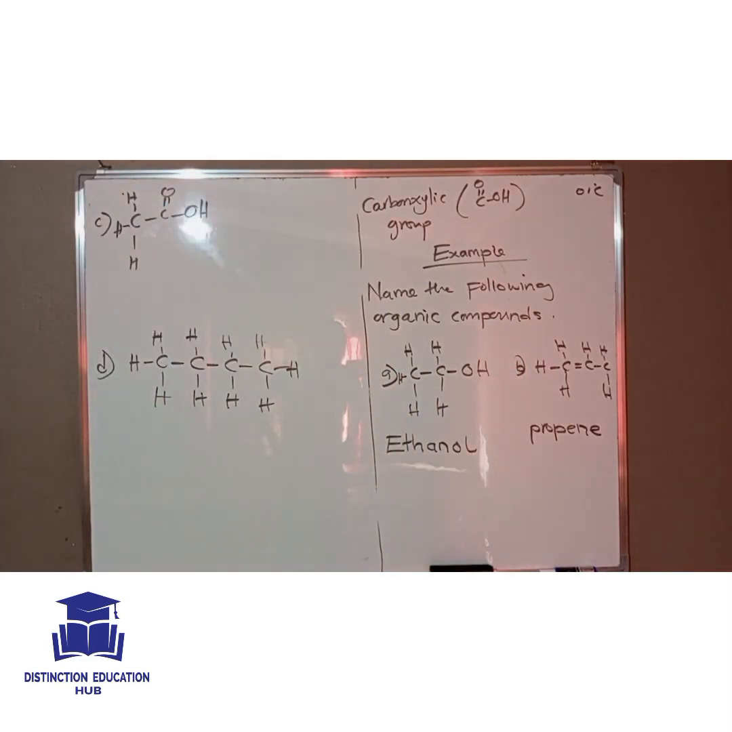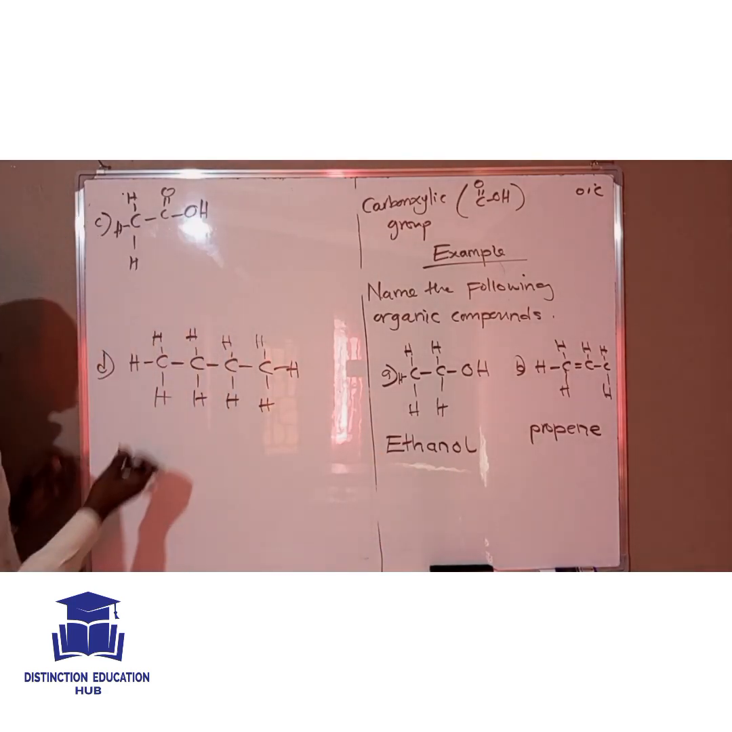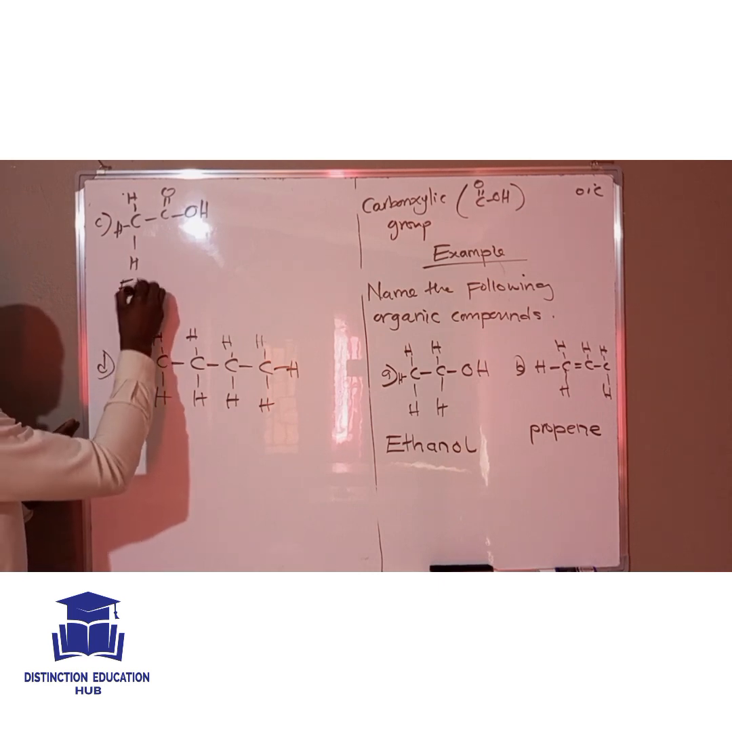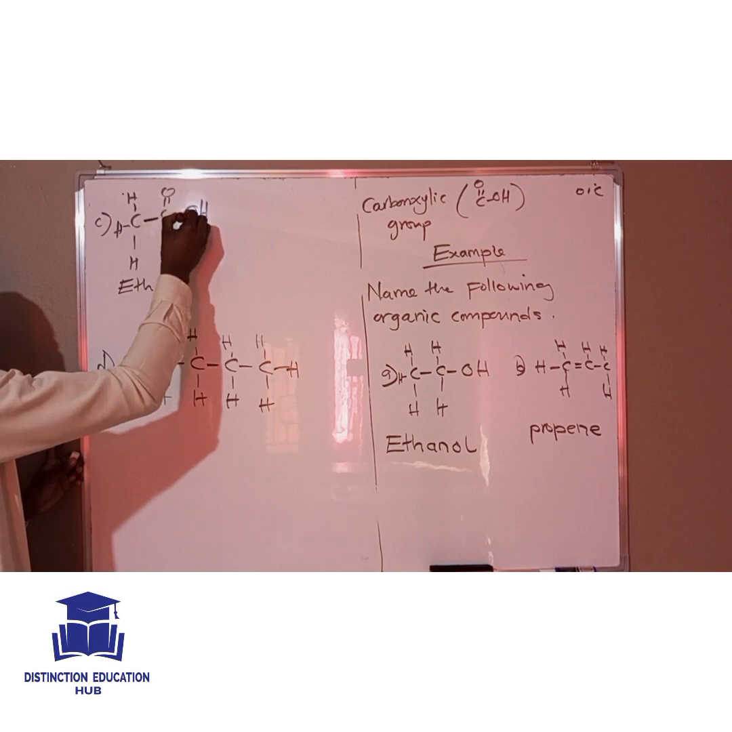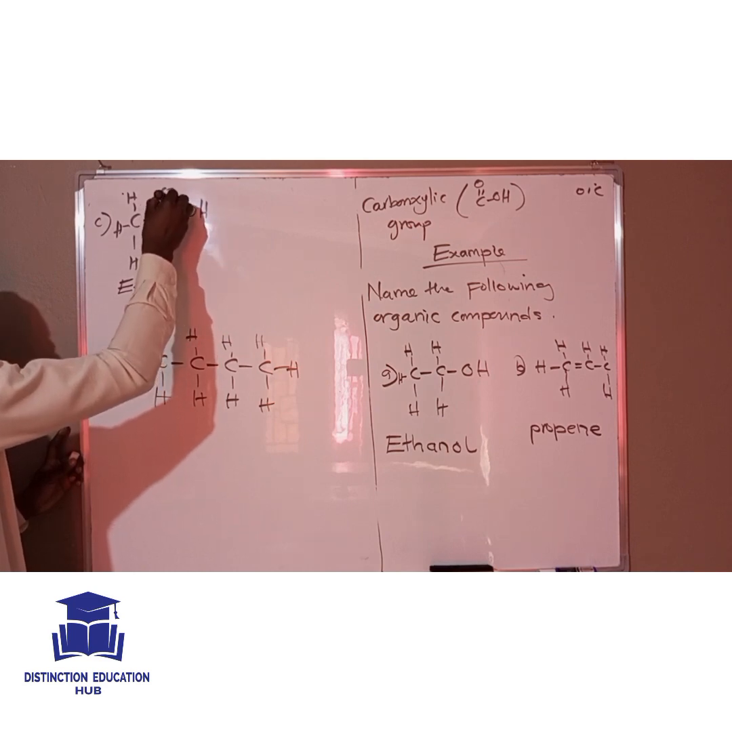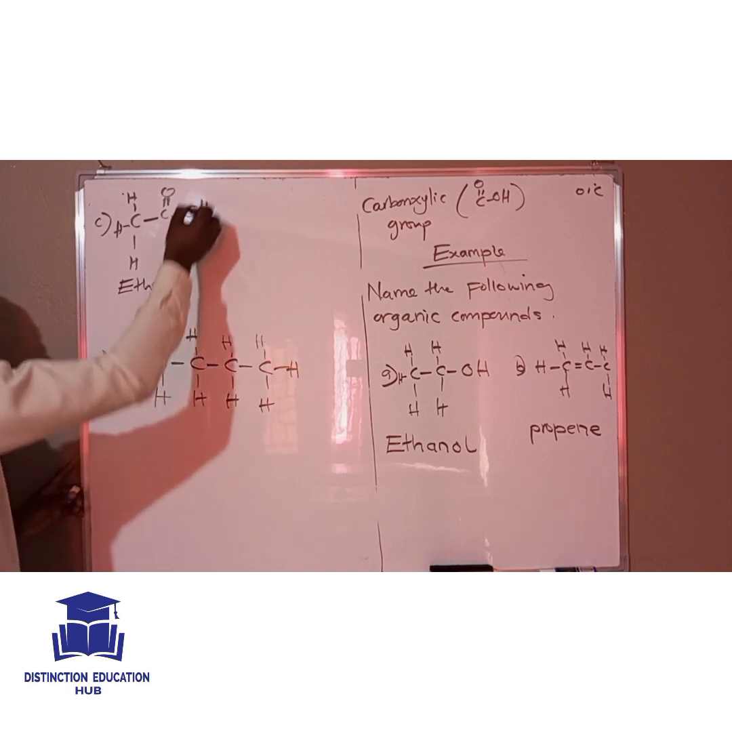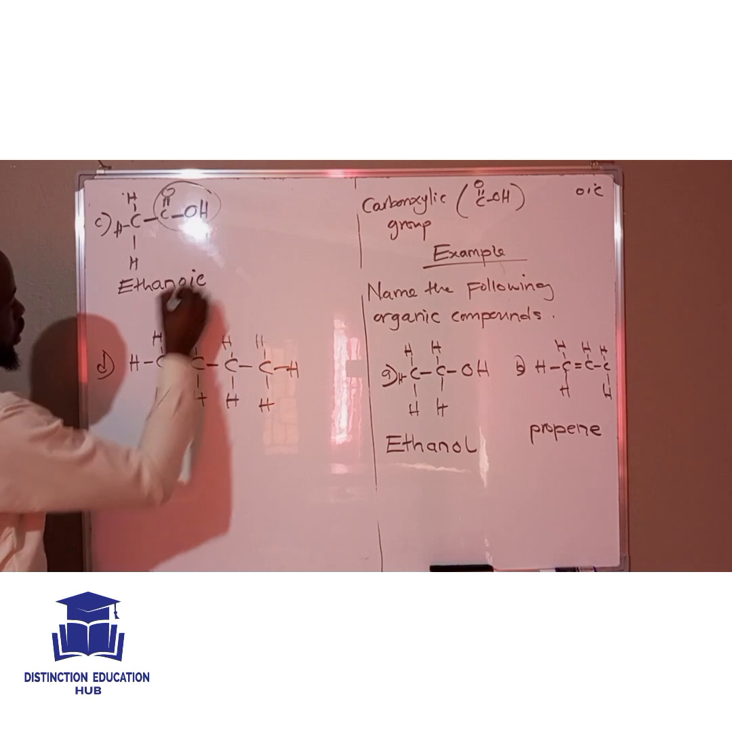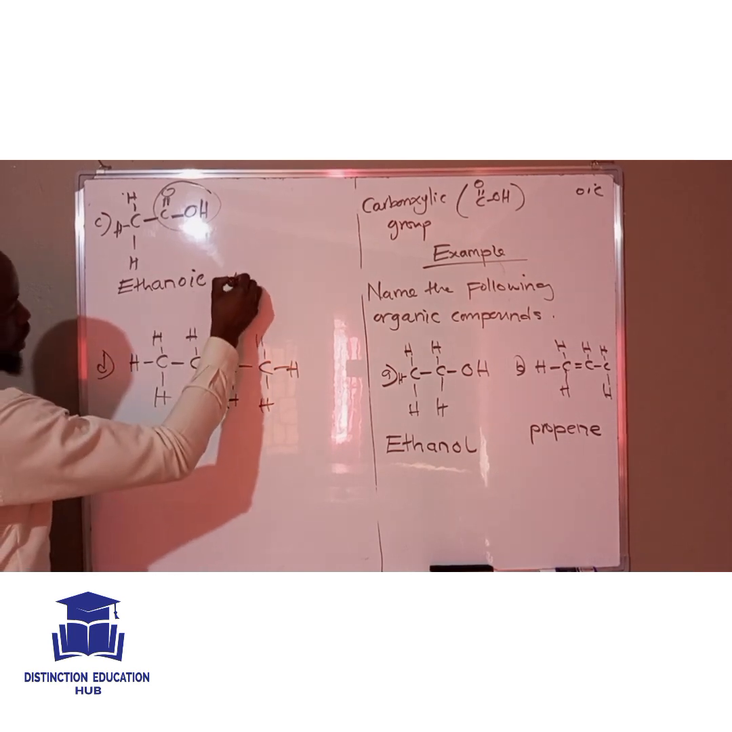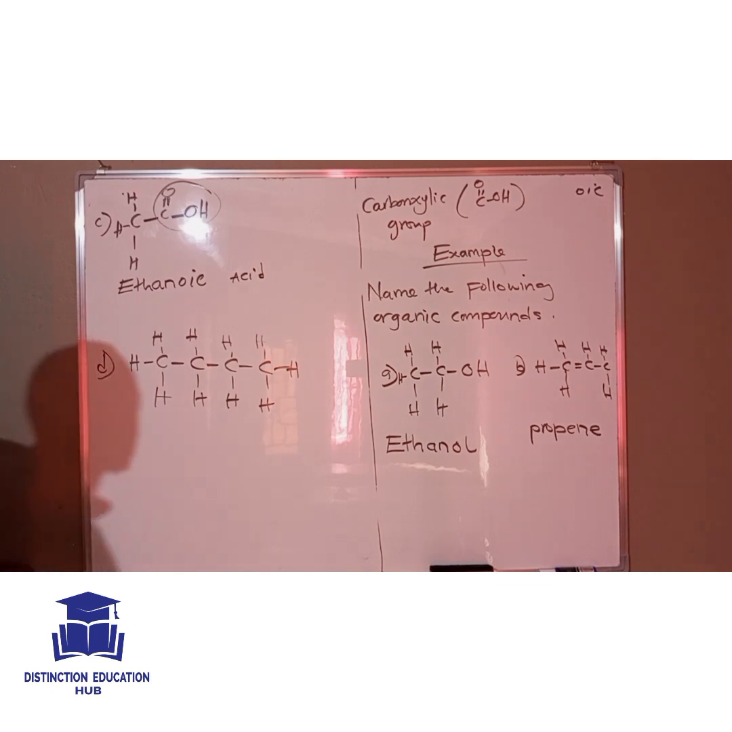Let's do this, my friends. How many carbons are present? Two carbons, so it is eth. The type of bond present: this is a single bond. This is not a bond, this is an attachment. Type of attachment: you've got OIC. So this is ethanoic acid.